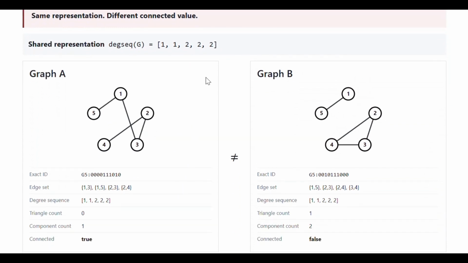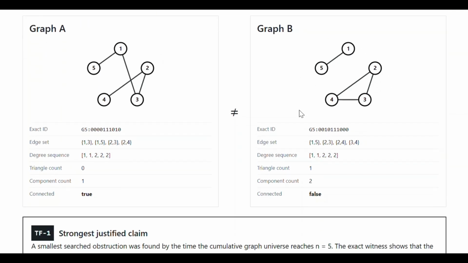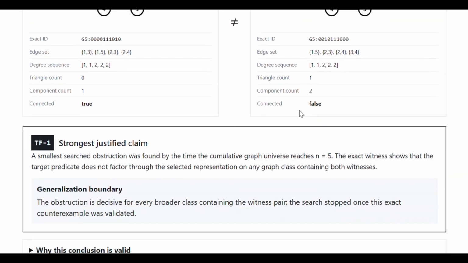These two graphs have exactly the same degree sequence, 1, 1, 2, 2, 2. But one graph is connected, and the other is disconnected. So the representation gives the same information for both graphs, while the property gives two different answers. That single exact collision is enough. Connectedness cannot be determined from degree sequence alone for any graph class containing these two examples.